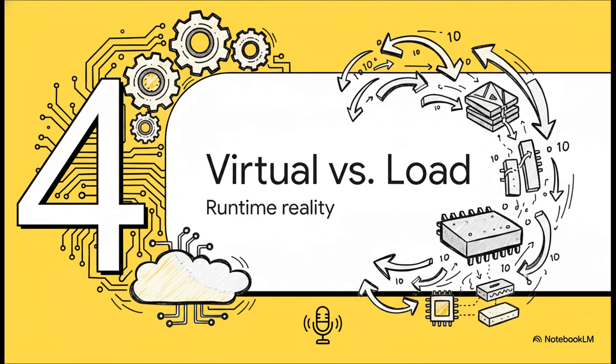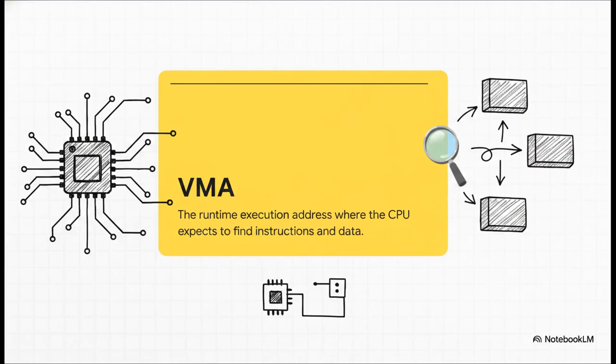Let's roll into section 4, virtual versus load addresses. This is honestly the climax of embedded initialization. This is where memory addresses take on a dual meaning, and it is absolutely crucial to wrap your head around this. First up is VMA, the virtual memory address.